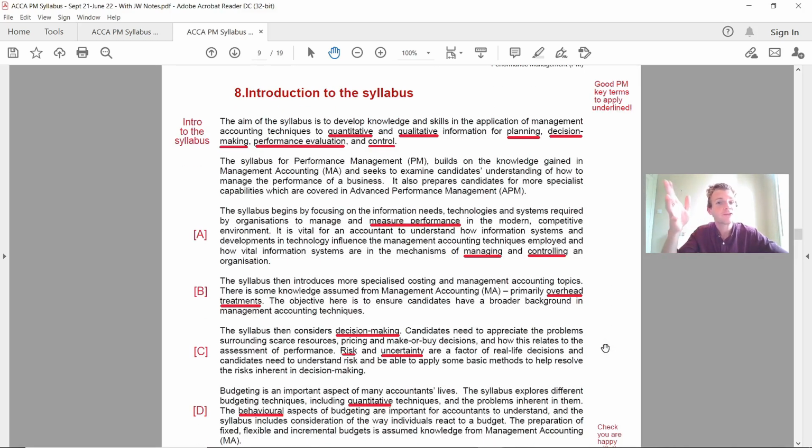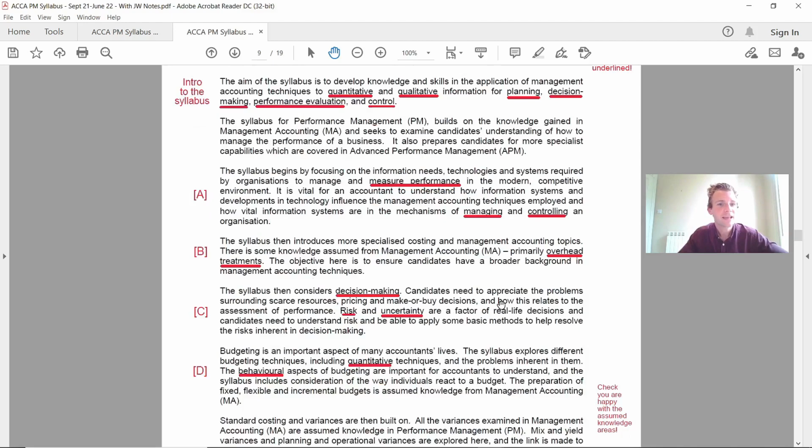Now, coming on to the introduction to the syllabus, and a really key thing on here, I've just noted up at the top, good PM key terms to apply that are underlined. So this will be particularly helpful for you in section C. So pause the video if you want, get them all written down. You can apply these to section C questions, and this is what the actual external examiner is going to be wanting.